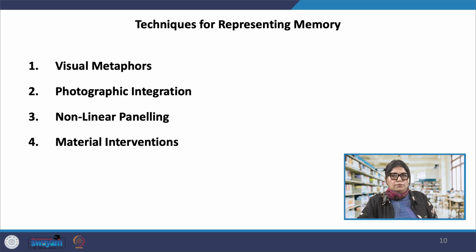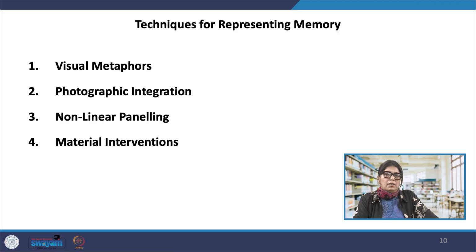First is visual metaphors. As discussed earlier, artists often use symbolic imagery to represent cognitive gaps. For example, Nicola Streeten uses a broken vase in Billy, Me and You to represent the trauma of loss. Second technique is photographic integration. Many memoirs, such as those by Miriam Katin, embed real photographs or graphic renderings of documentary evidence to act as anchors of authenticity against the fluidity of subjective memory.